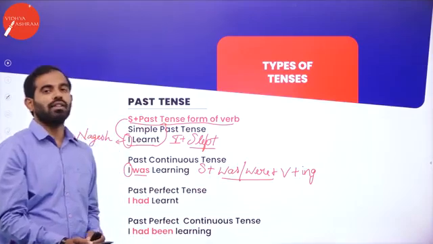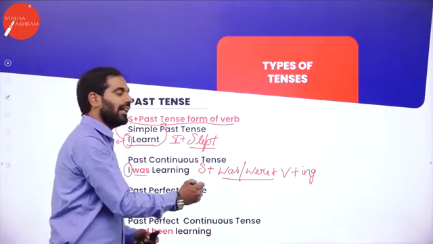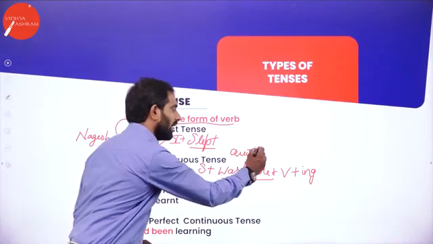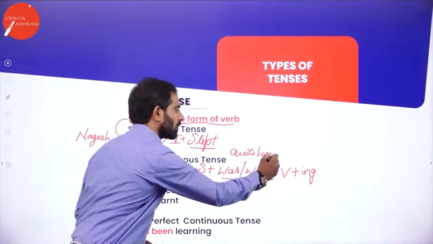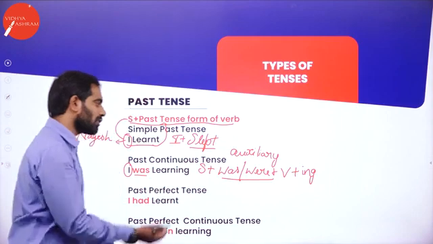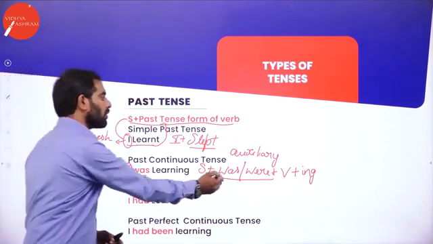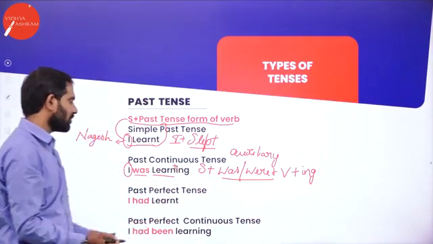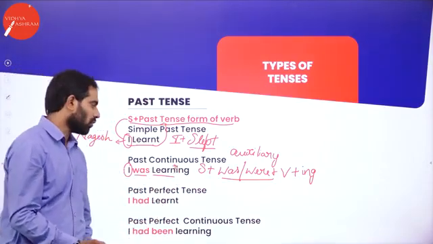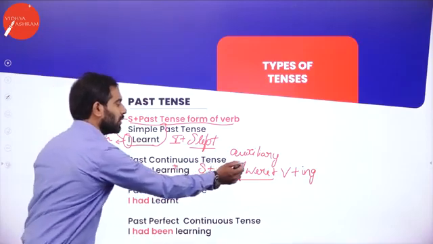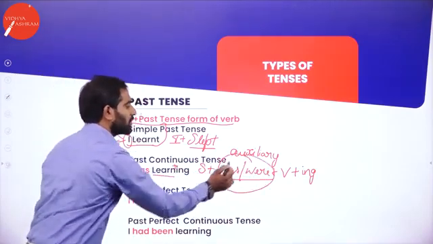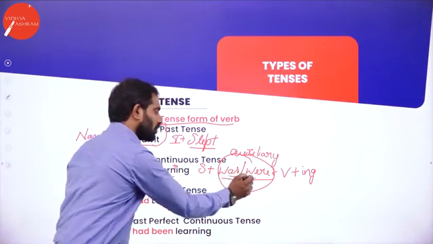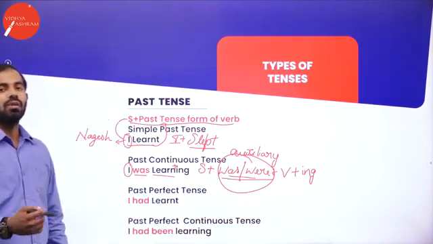Now, if you ask, sir, what is was or were? It is called auxiliary verb, also known as helping verb. Was or were, verb plus ing. If you see this base form of verb plus ing, you need to mark these auxiliary verbs very carefully, because as auxiliary verbs change, even the tense will change.